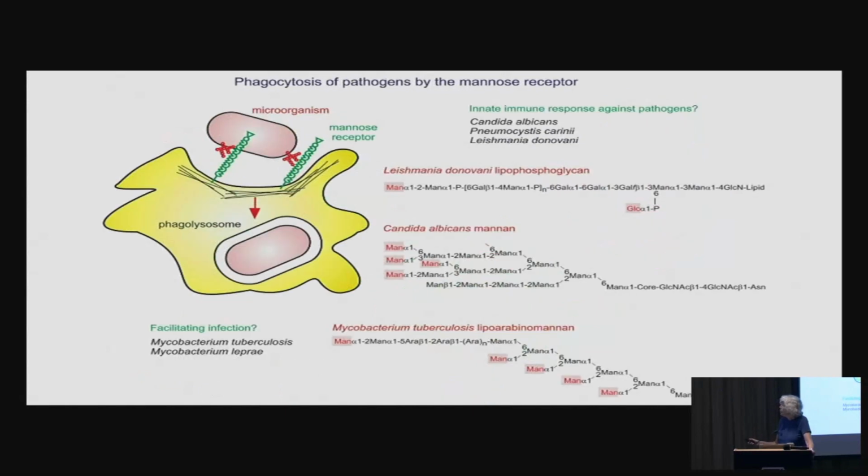Okay. It can also bind pathogens such as those you see on Leishmania, Candida albicans, or Mycobacterium tuberculosis. But this function is less well characterized. The lysosomal enzyme clearance function, we have very good evidence for that from the knockout mice.